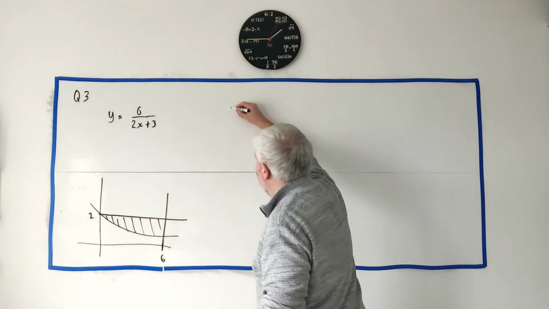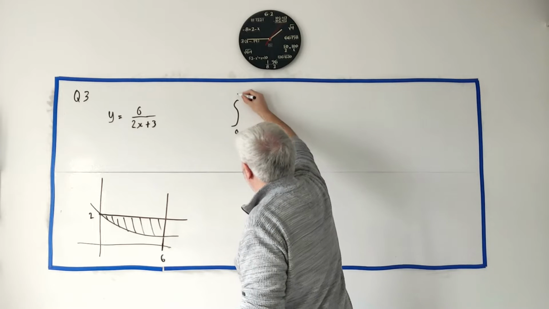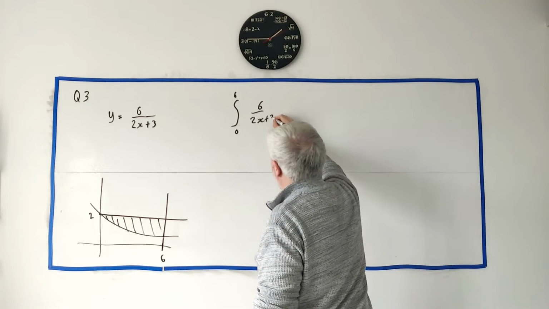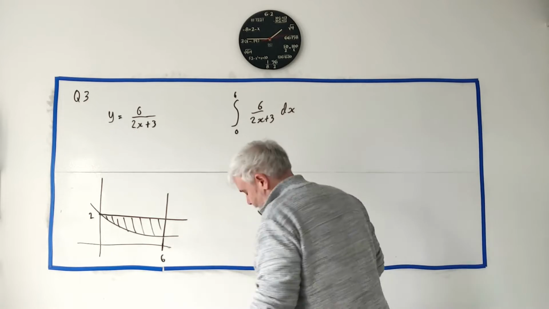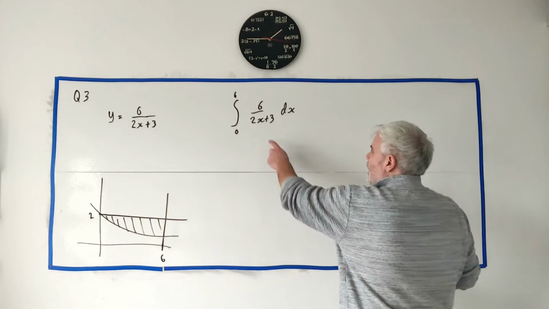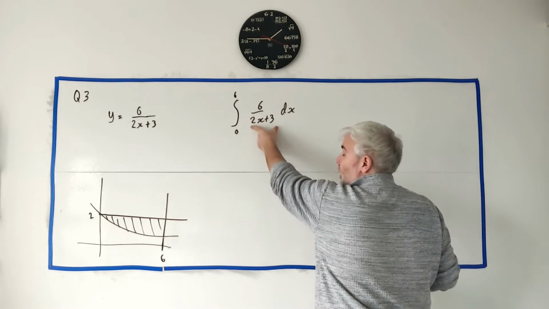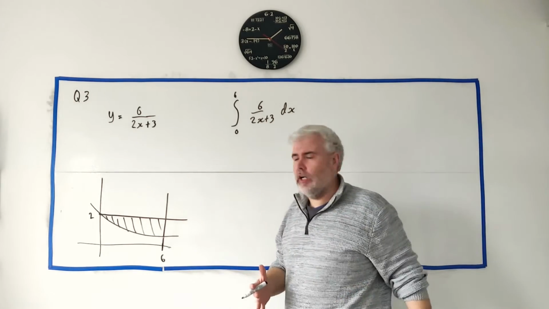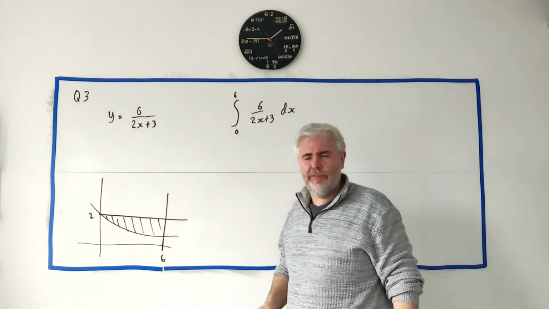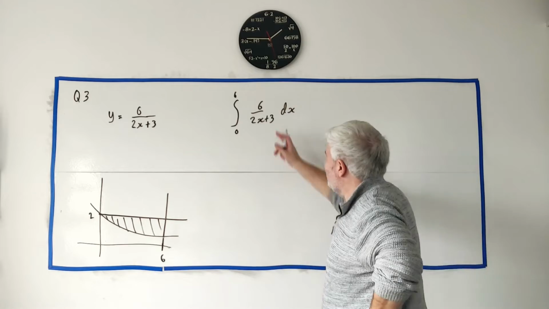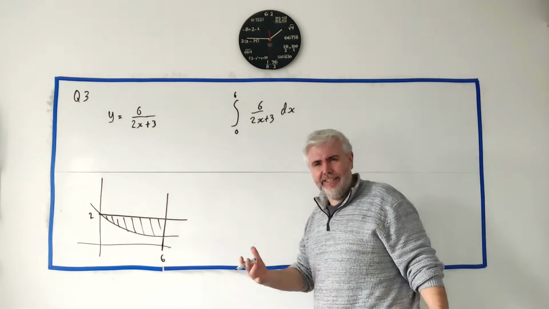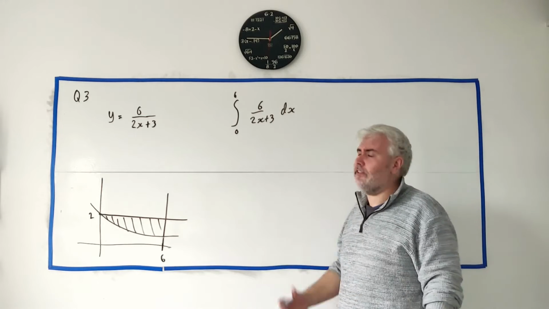Okay, for the reasons I said there, I'm going to integrate between 0 and 6 of 6 over 2x plus 3 dx. Now lots of students will be able to do this mostly in their head. The integral of something on the bottom row will get a natural log. This 2x will mean we're going to divide our answer by 2. This 6 will just be outside, and that's pretty much it. And that's how I would do it, because I have years of practice on this.